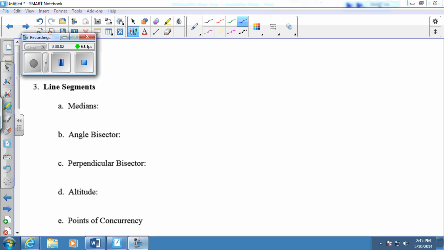Looking at line segments in a triangle. Remember, we have a triangle made up of these line segments. We'll call this one AB. When we're looking at a median, what is a median?